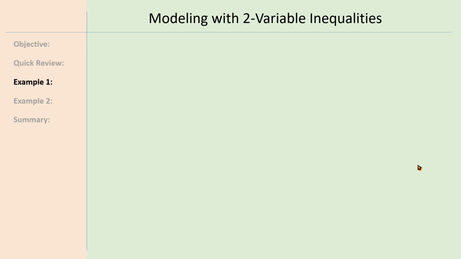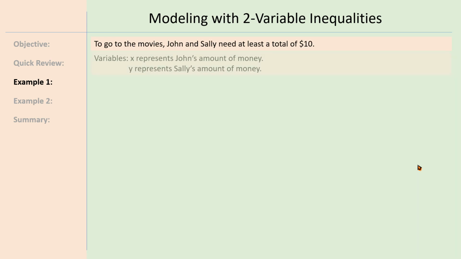All right, here's example one. We're going to be modeling with two variables now. So here's an example. To go to the movies, John and Sally need at least a total of $10. Okay, so this is way back when movies were cheap. All right, so here are my variables. X represents John's amount of money, and Y represents Sally's amount of money. Now, in this step, you can choose whichever to be X, whichever to be Y. It doesn't matter, okay?